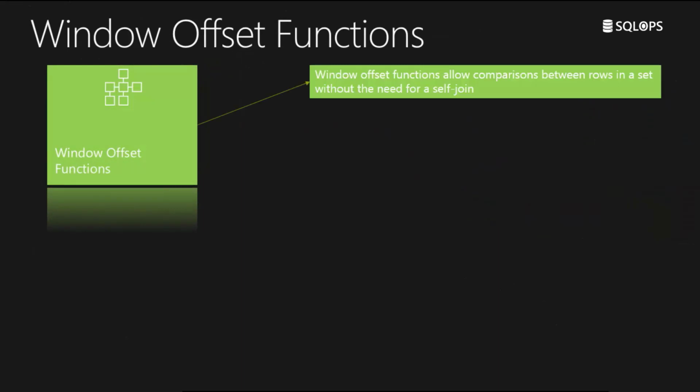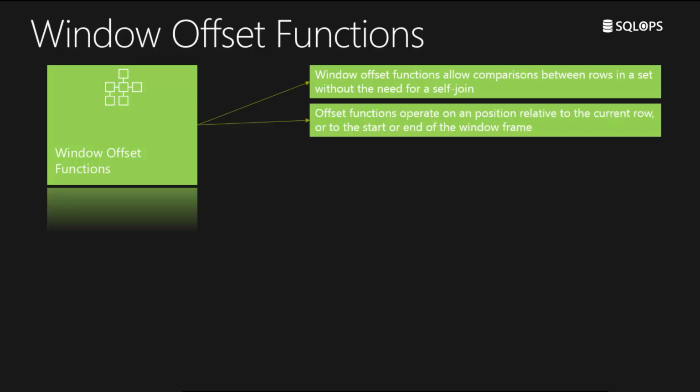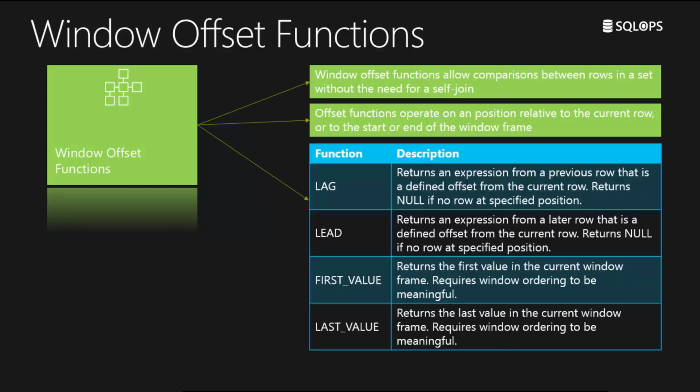Window offset functions enable access to values located in rows other than the current row. This can enable queries that perform comparison between rows without the need to join the table to itself. Offset functions operate on a position that is either relative to the current row or relative to the starting or ending boundary of the window frame. Some of the SQL Server window offset functions are LAG, LEAD, FIRST_VALUE, and LAST_VALUE.